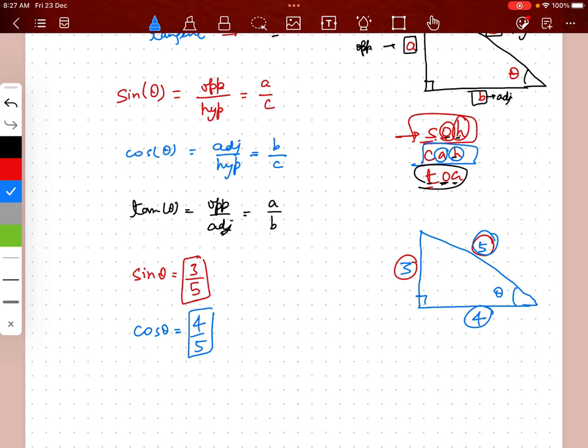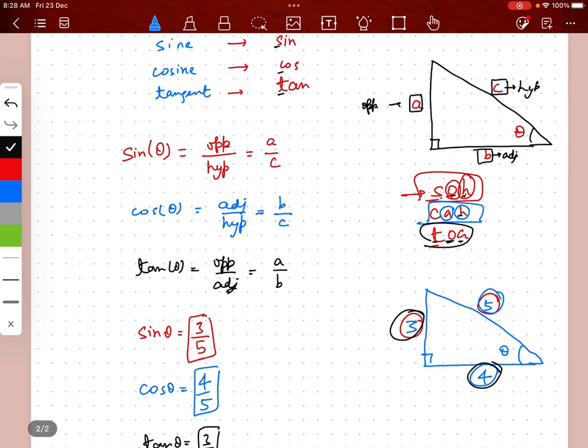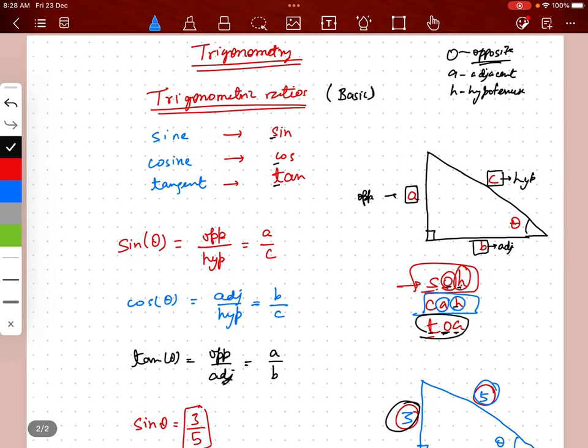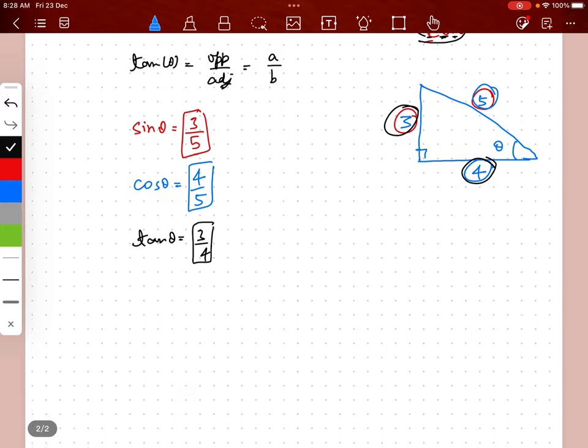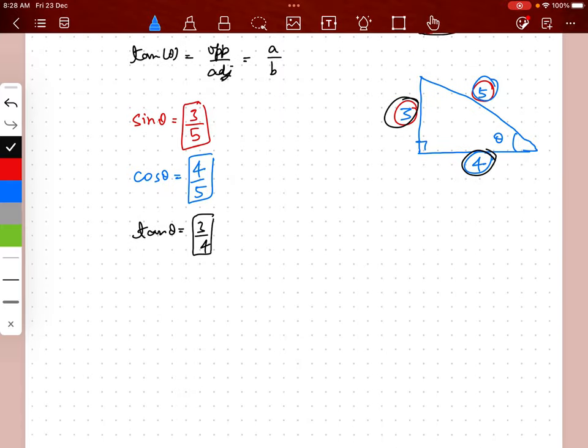And then there comes the tan of theta, okay? So tan of theta for this particular triangle would be, tan of theta is opposite over adjacent. So opposite is 3 and adjacent is 4. So that's 3 over 4. So this is the simplest way when we are given a triangle and we have to find the value of sine, cosine, or the tangent of any angle, okay?